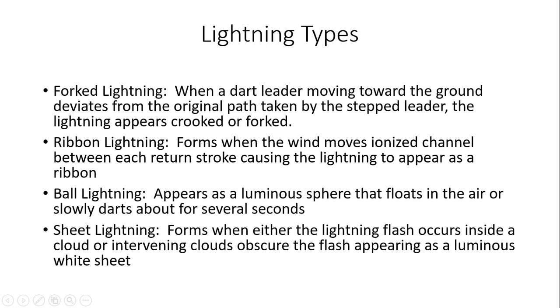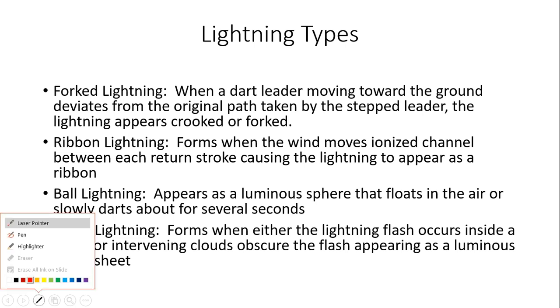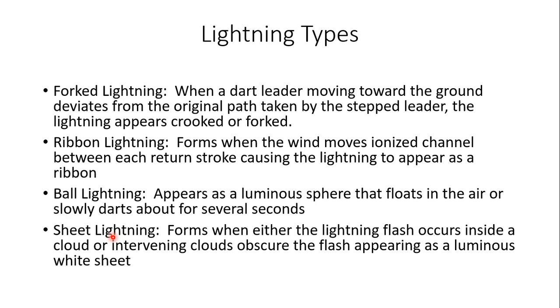And then there's sheet lightning, which is very common. It forms when either the lightning flash occurs inside a cloud or intervening clouds obscure the flash. They appear as a luminous white sheet. So sheet lightning is a very common type of lightning that we see with thunderstorms right there.